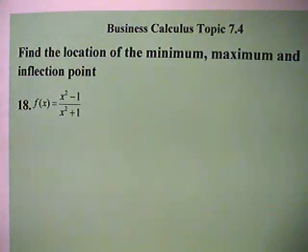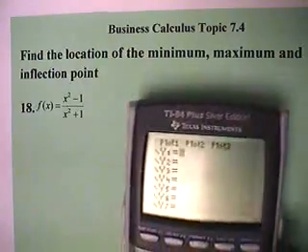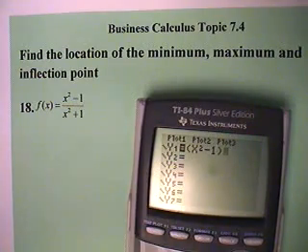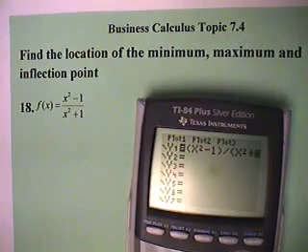Business Calculus, Topic 7.4. Find the location of the minimum, maximum, and inflection points of this function. Let's graph this function, kind of get a good look at it. Open parenthesis, x squared minus 1, close parenthesis, divided by open parenthesis, x squared plus 1, close parenthesis. Then we'll graph it.